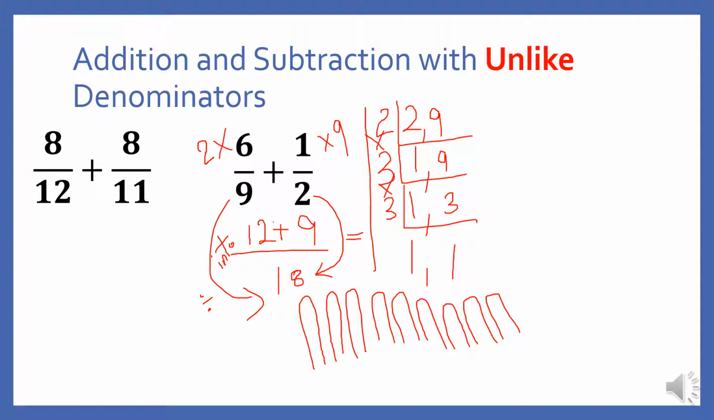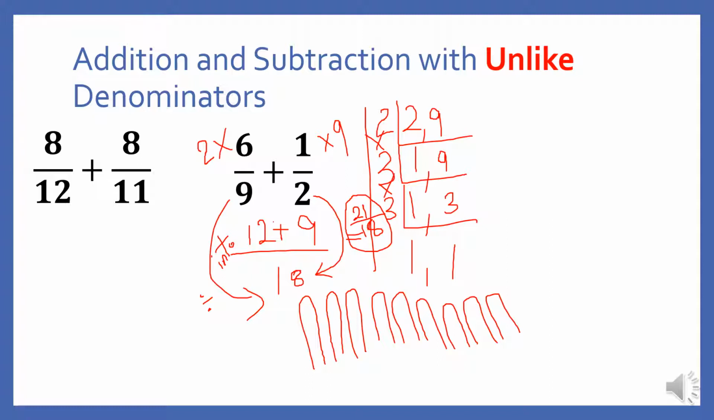My last step is to add my numerators. 12 plus 9 is 21. So my answer is 21 over 18. That's my answer.